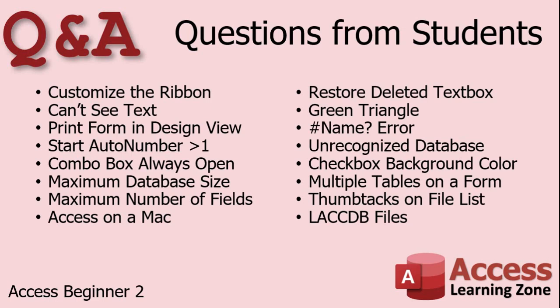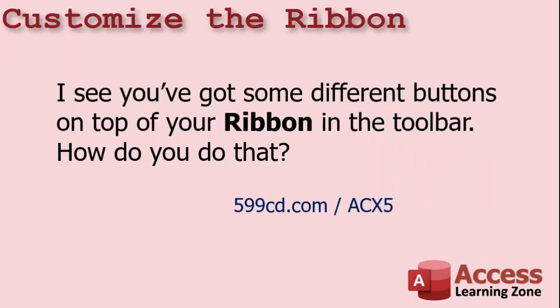But let's go down the list of the popular questions that have come up in this class over the last 20 years. I pulled them off my website, off the forums, off the emails people have sent me. First off, how do you customize the ribbon? It says, I see you've got some different buttons on top of your ribbon on the toolbar. How do you do that? Well, I cover customizing the ribbon and the quick access toolbar in Access Expert Level 5. And again, I'll put links to all this stuff down below. But let me show you real quick what I do.